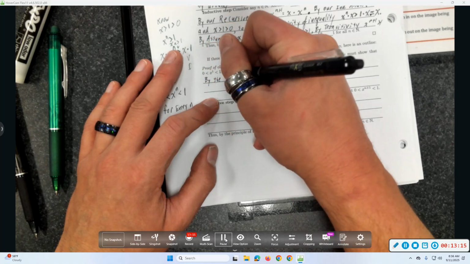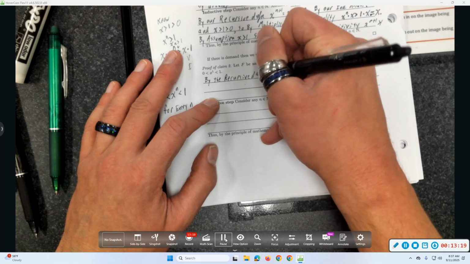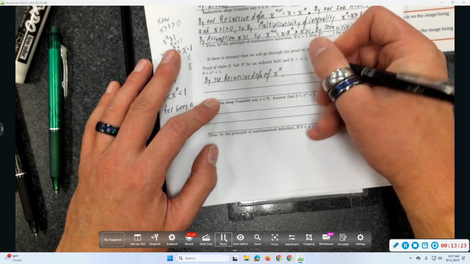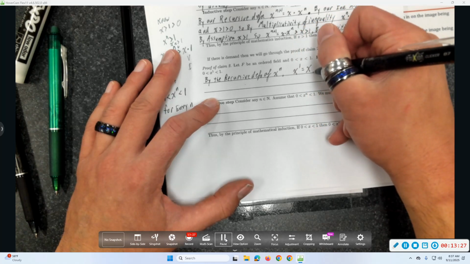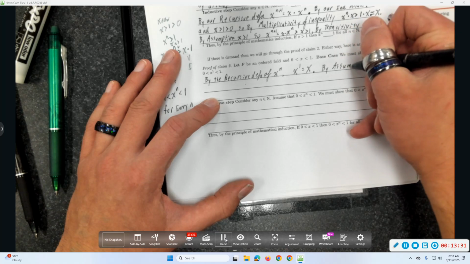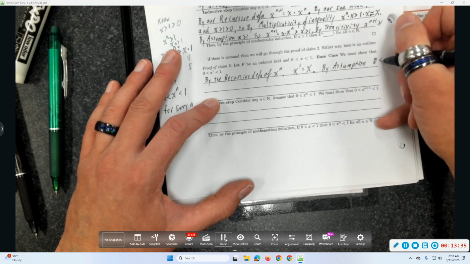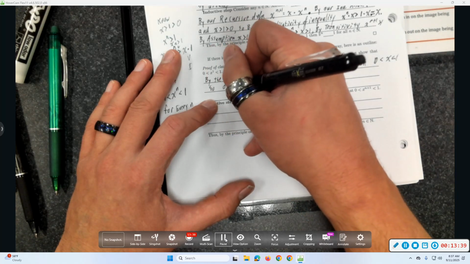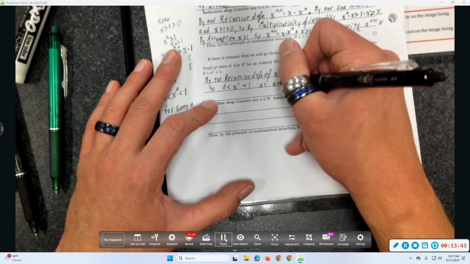By the recursive definition of x to the n, x to the 1 is of course x. By assumption, 0 is less than x is less than 1, so 0 is less than x to the 1 is less than 1 as needed.